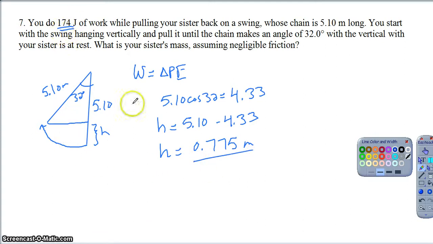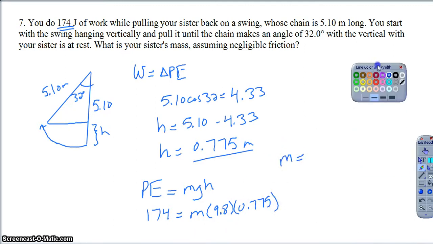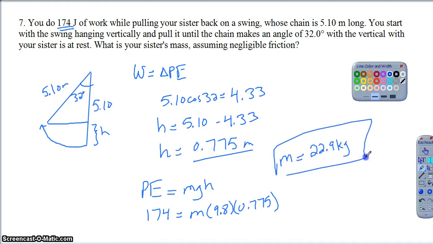They tell me that this was how much work went in, so that's my change in potential energy. So if I just use my potential energy equal to mass times gravity times my change in height, I know that 174 joules equals the mass, which is what I'm looking for, times the gravity of 9.8, times the change in height of 0.775, and I can find the mass of this sister here without too much trouble. So I find the mass and I get about 22.9 kilograms of mass.